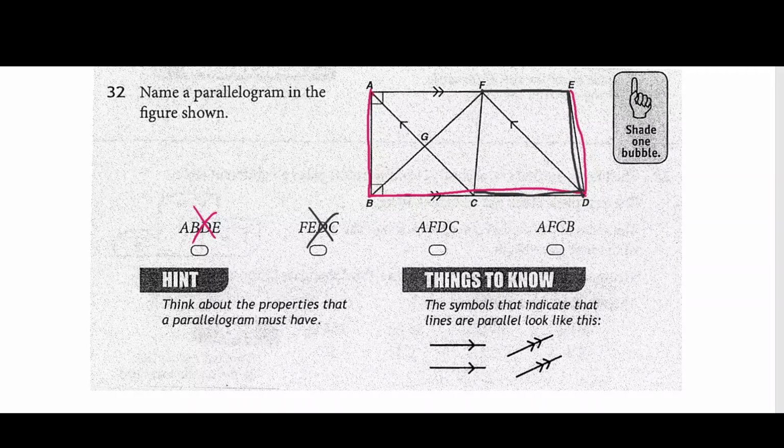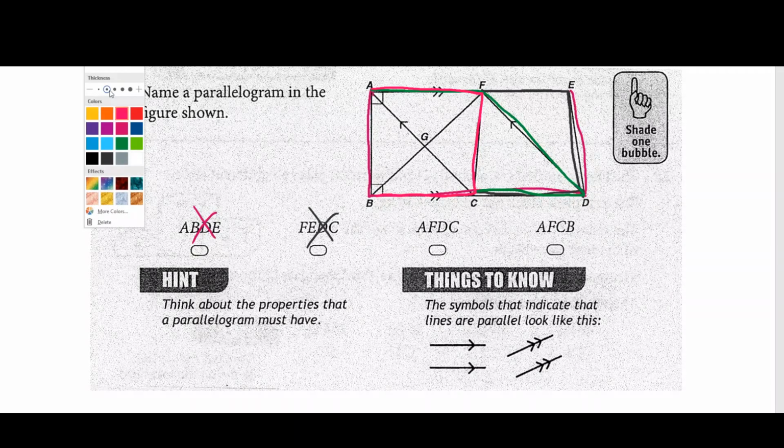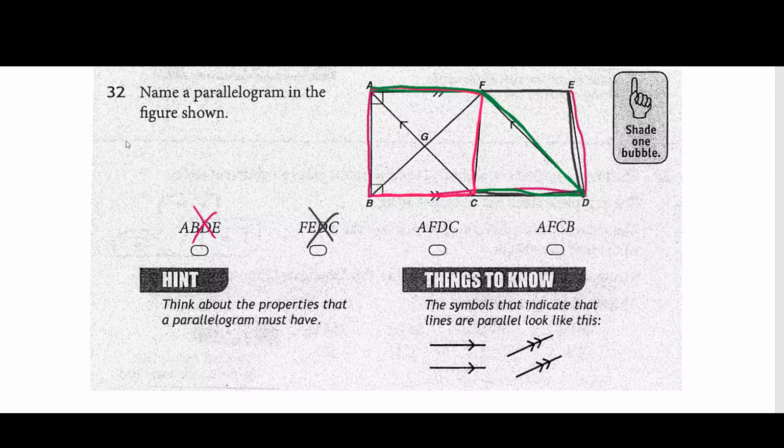Let me change my colors. A, F, D, C. A, F, D, C. All right, let's look at this last one. A, F, C, B. A, F, C, B. So the best answer here, and the correct one, is going to be A, F, D, C. That's the best one, so it's this one.